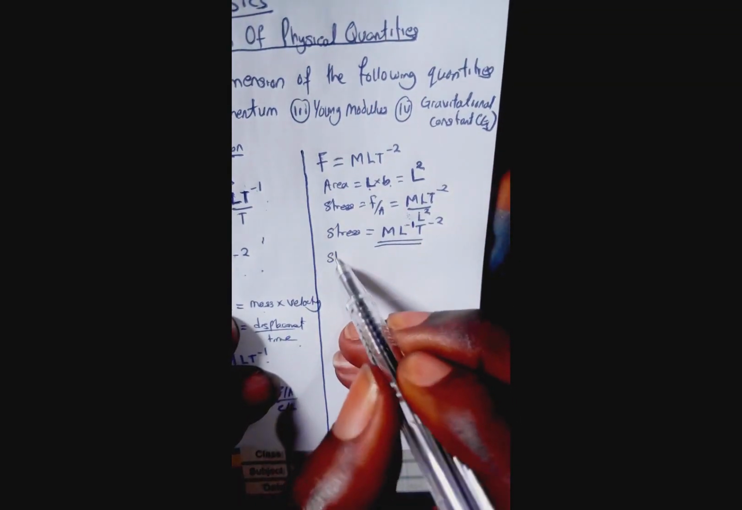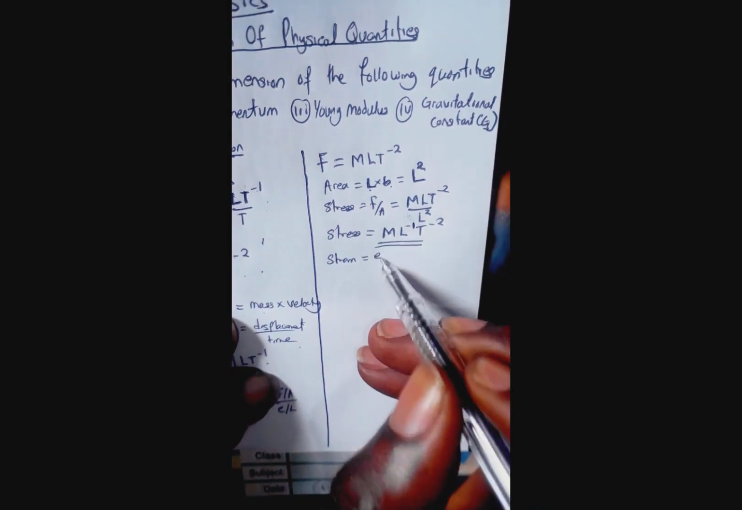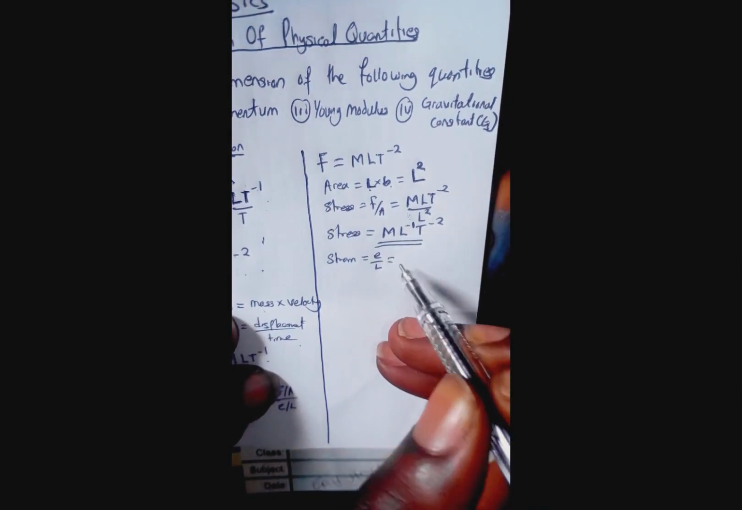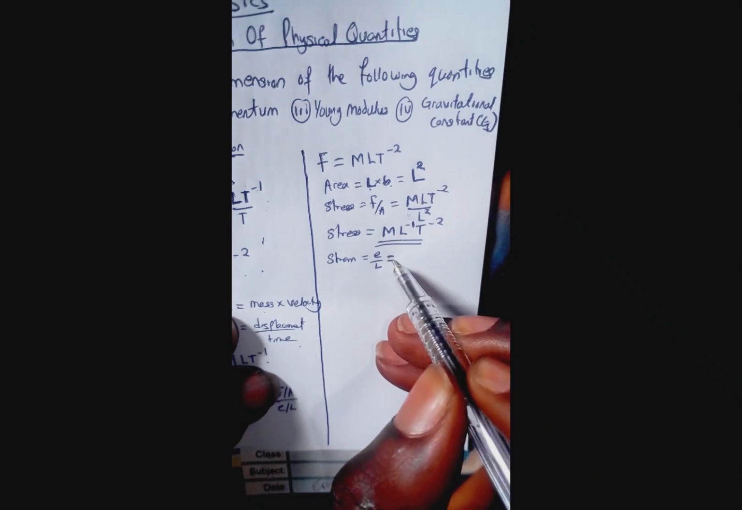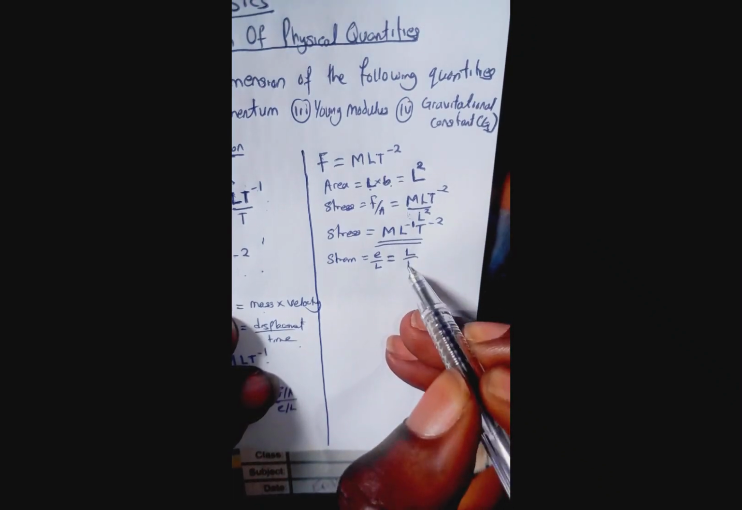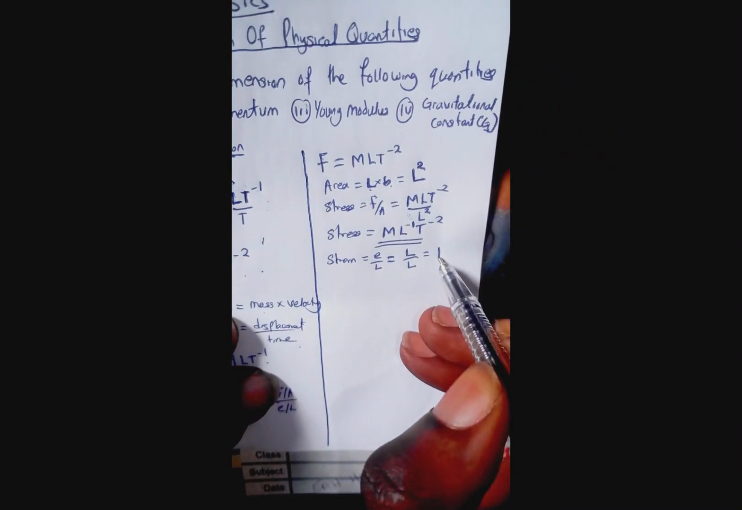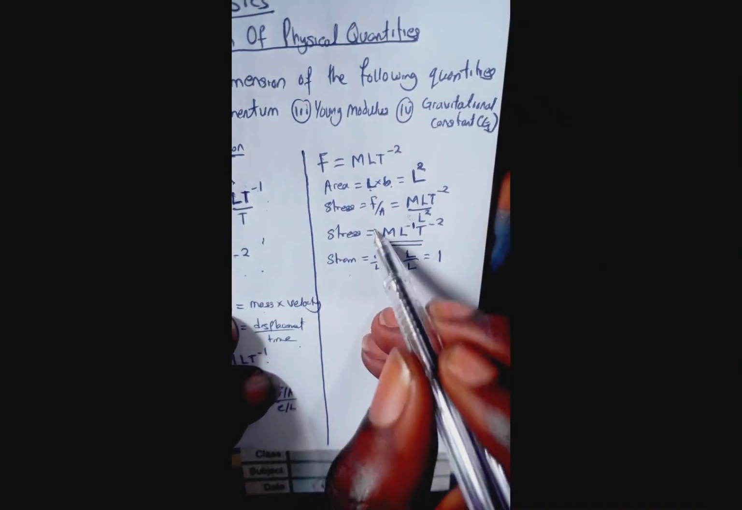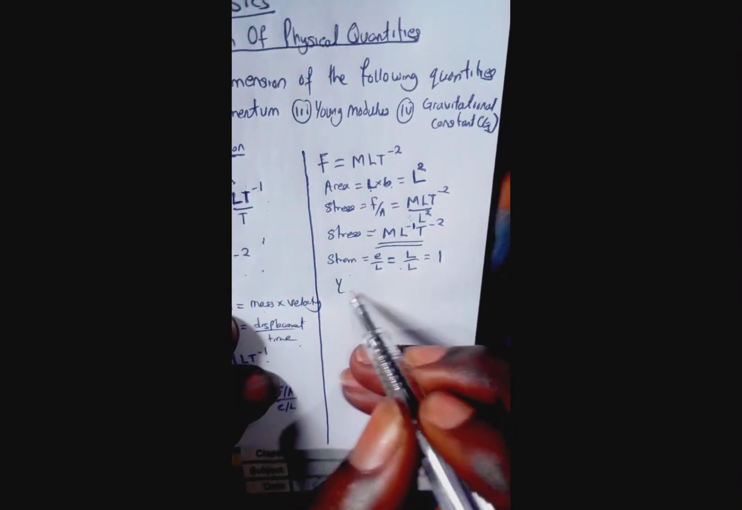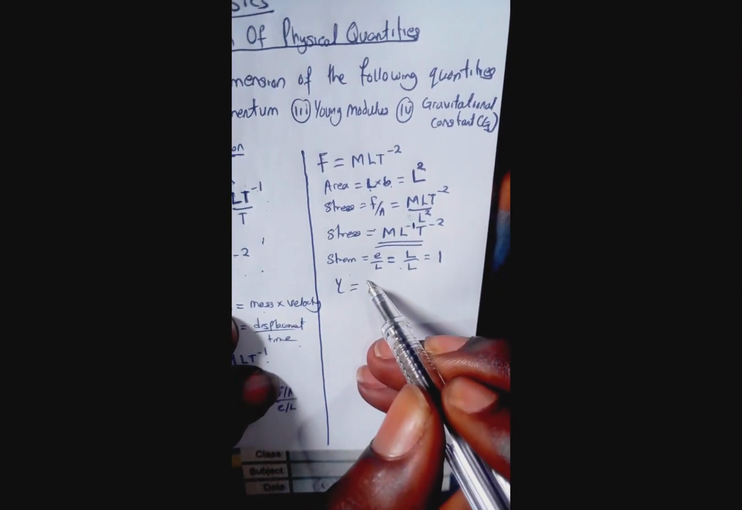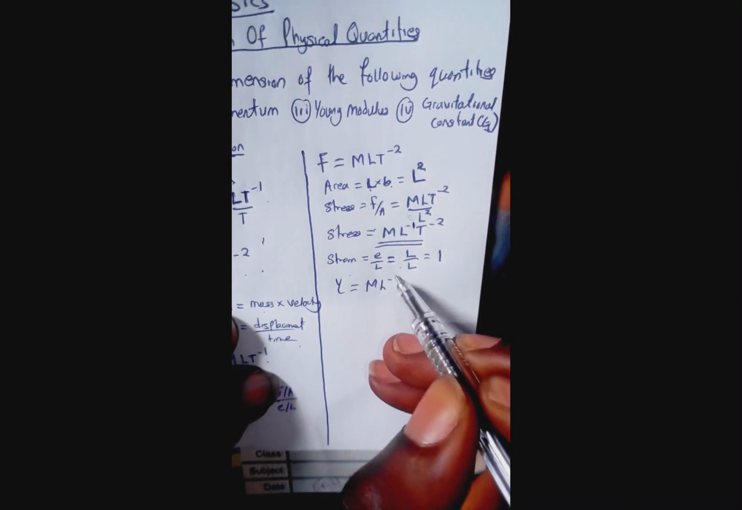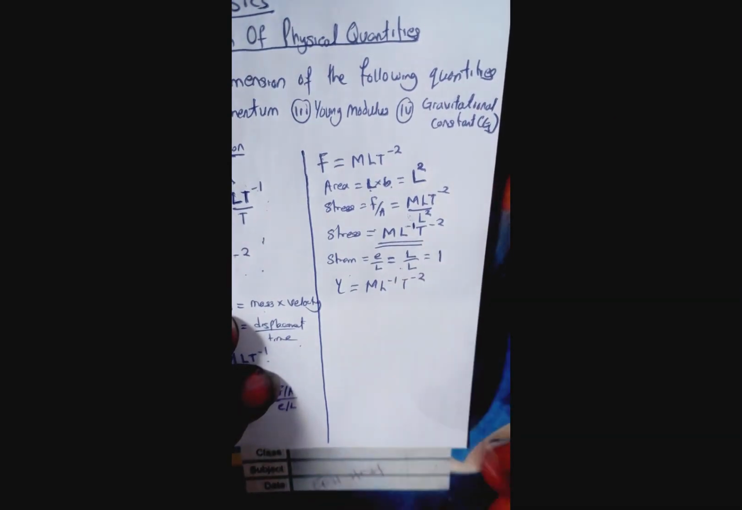And don't forget strain, which is extension over length. This one is unitless, because you are going to have L over L, and that's going to be 1. So since Young modulus is stress over strain, Young modulus is going to have the dimension of stress, which is ML minus 1 T minus 2.